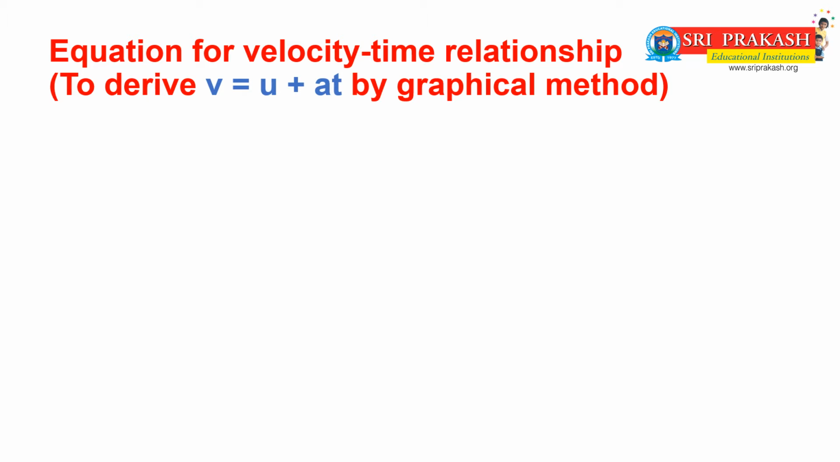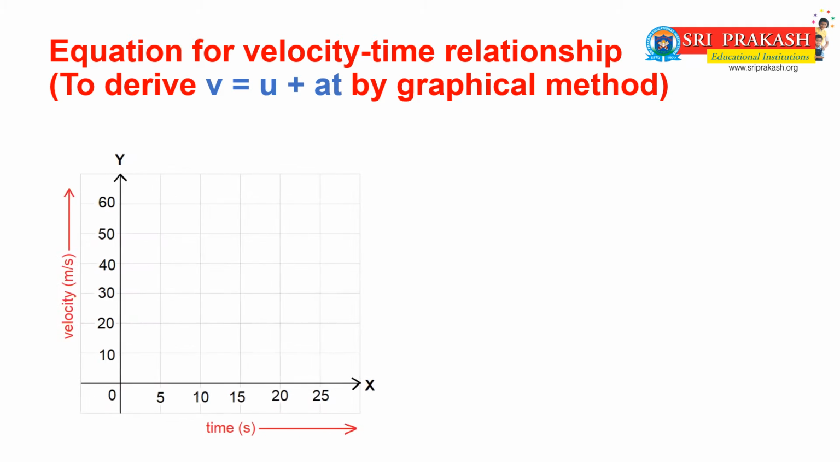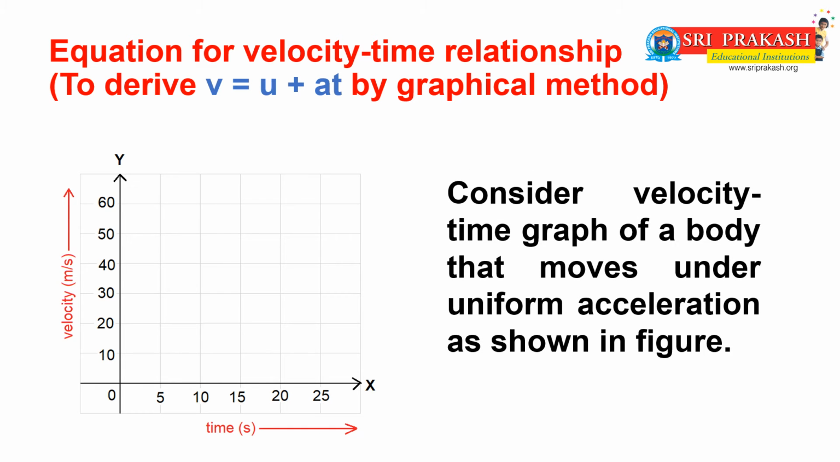Derivation of first equation of motion, v = u + at. For this, we will consider a velocity time graph of a body that moves under uniform acceleration. If a body is under uniform acceleration, you already know that it will be a straight line having a constant slope with the time axis. Here it is the same, but very important thing to note is this body is not initially starting from rest but has an initial velocity.